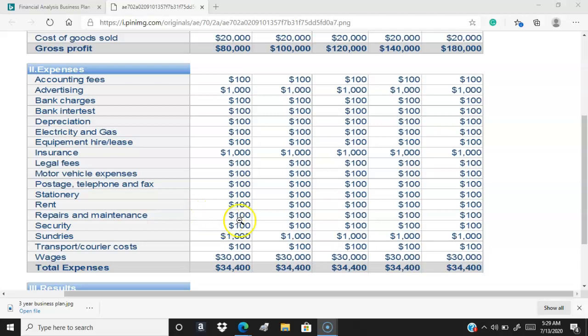Rent, if you pay, not your home rent, so you can't write your home rent off, or you can't add your home rent in. If you rent out a space, booth, a brick and mortar store, things like that, then you want to have that rent, not your home rent. Okay, your home rent is not a part of your business plan.